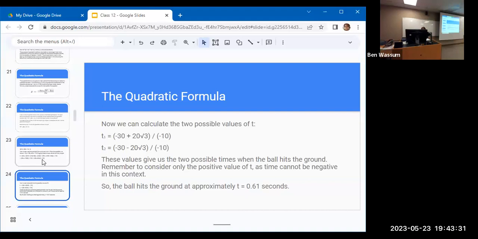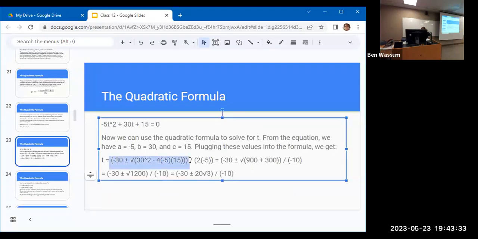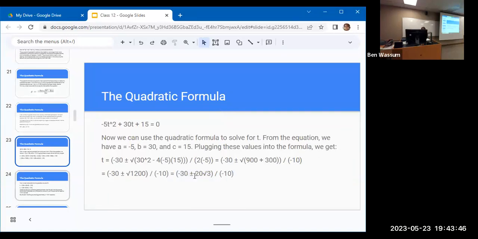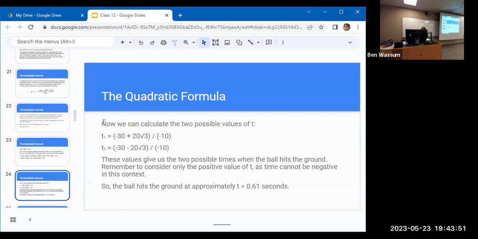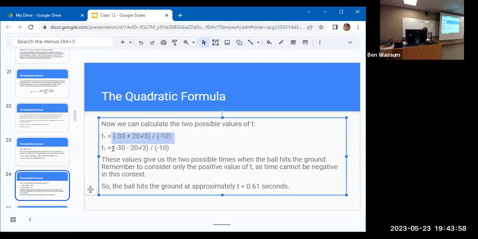Now, at the end of it, see, it started off with this big ugly thing where everything had been plugged in, and then it ended up with something a little bit neater, where it's like this thing is over a -10. Okay, no problem. I actually would have made that simpler, but whatever. Now what they do is they take the plus or minus and they split it. One of them has the plus, one of them has the minus. You get 2 possible values, 2 possible times when the ball is hitting the ground.